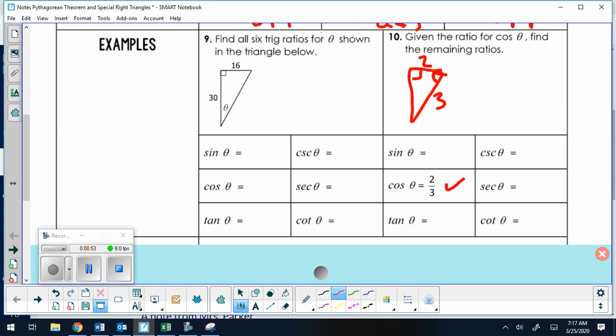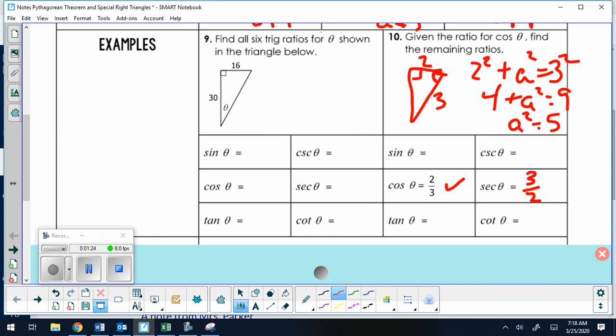Now, before I can find anything else, I need to find my missing side. I'm going to use the Pythagorean theorem to do that. I'll call that side A, because I think we used A as the opposite, but it really doesn't matter. So I get 4 plus A squared equals 9. So A squared equals 5. So A equals the square root of 5.